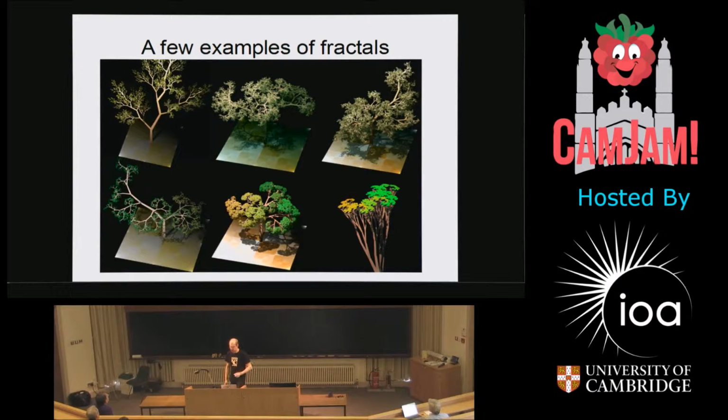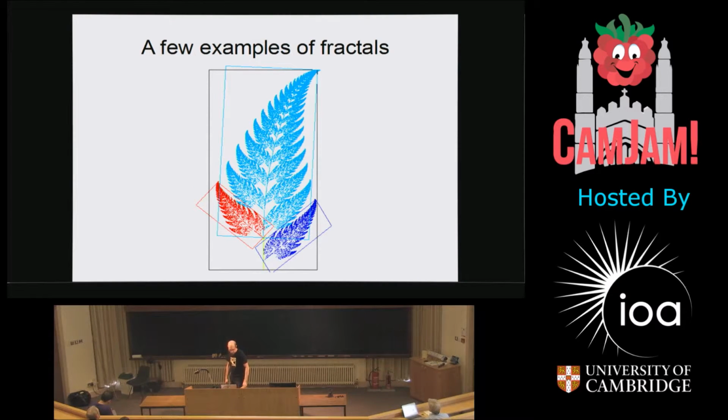L-systems are a whole class of ways of defining natural structures like these. These are specifically dragon trees, but they're actually used quite heavily in computer-generated imagery. And here we're finally reaching the iterated fractal systems. So this is the Barnsley fern.